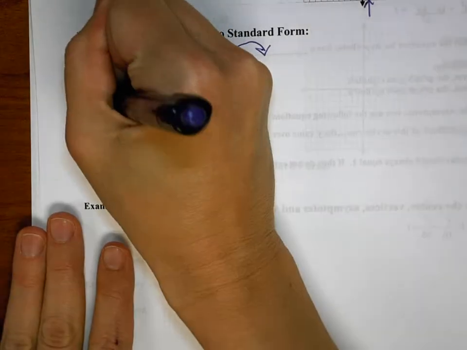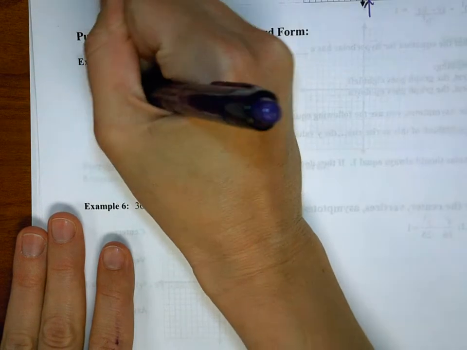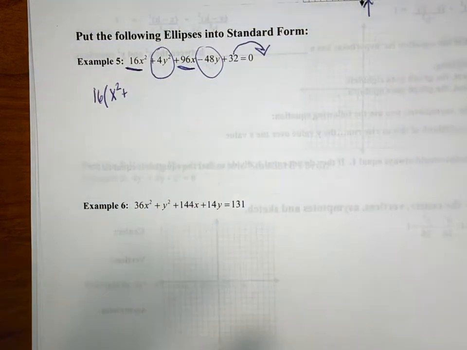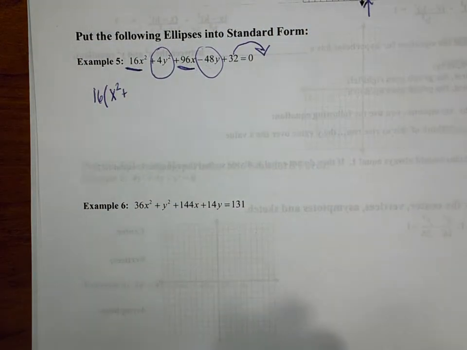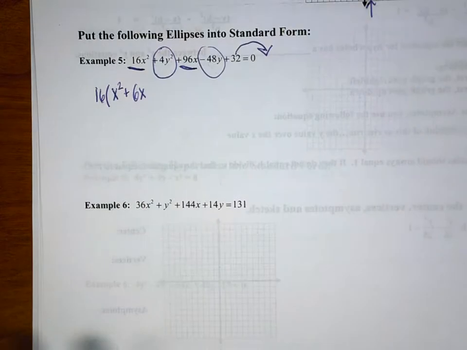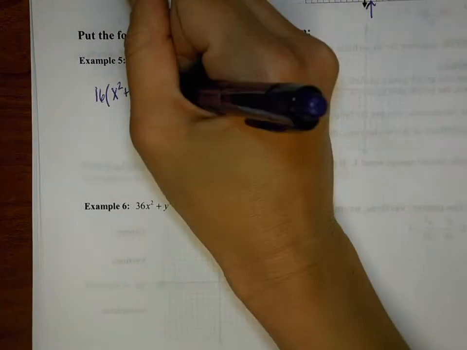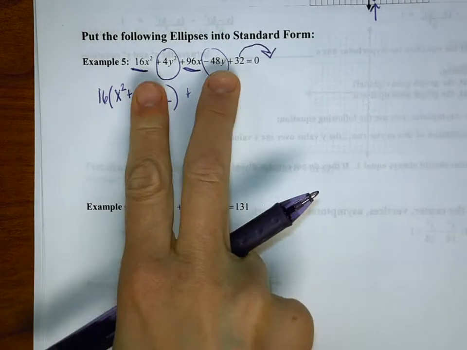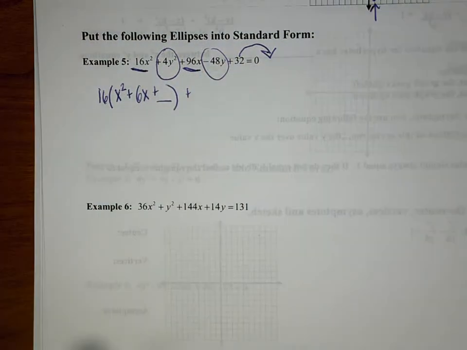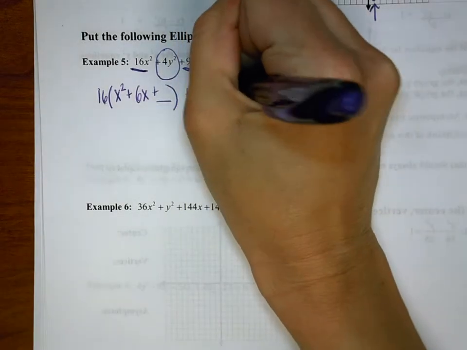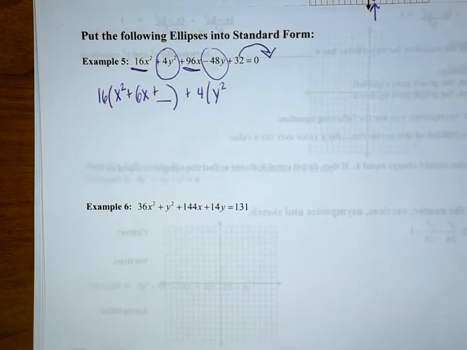Okay? So I'm going to write this as 16 parenthesis x squared plus, and then I have to go 96 divided by 16, which is 6 is correct. So 6x, and then what comes next? Plus your blank. Very good. Okay, then I have plus, and here's my y's. What am I going to have to take out in front of the y's? Very good, a 4. So I have 4 parenthesis y squared, and then negative 48 divided by 4 is?